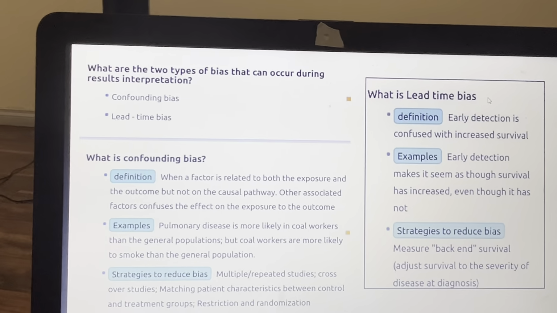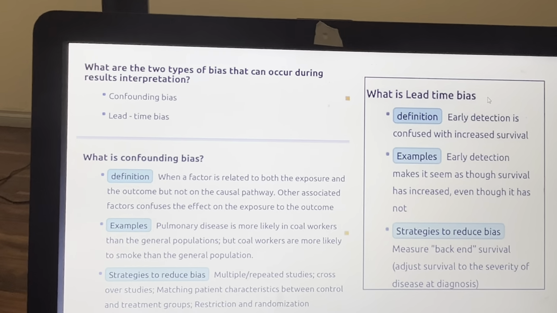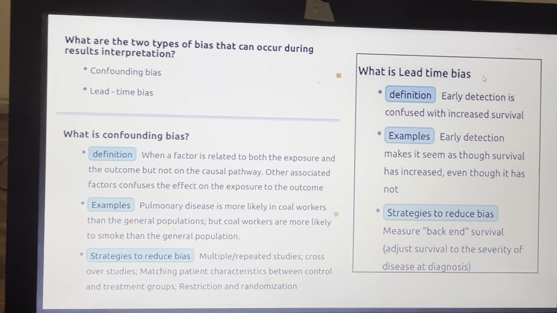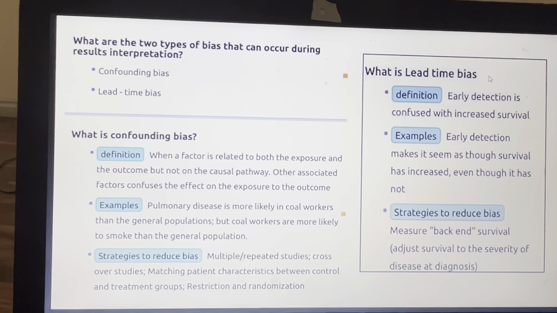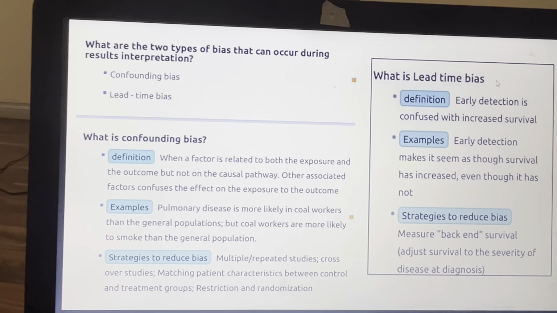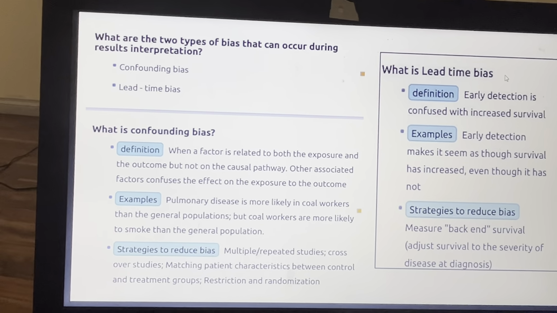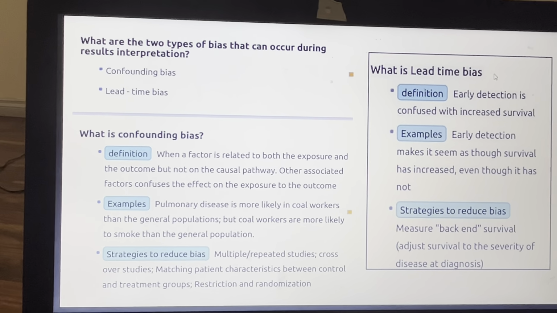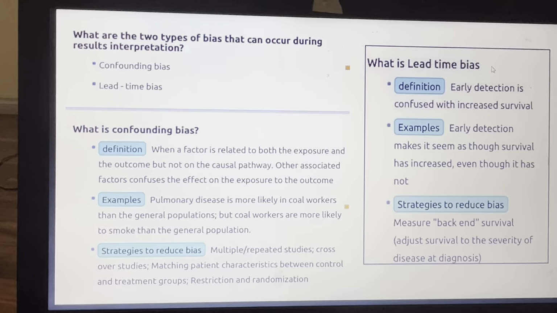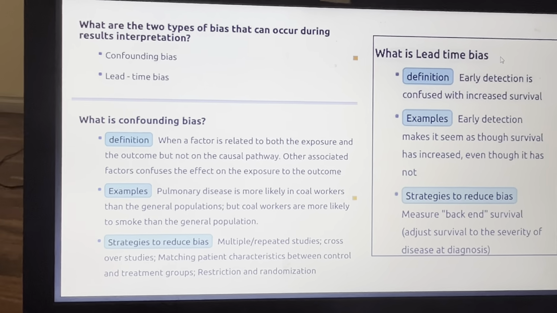Now, what are the two types of bias that can occur during results? When we are interpreting the result, we can have confounding and lead time. So remember lead, EA and early. These words. Let's see the confounding first. It's very important. Sometimes they will ask you about the confounding factor also. So remember the confounding bias.